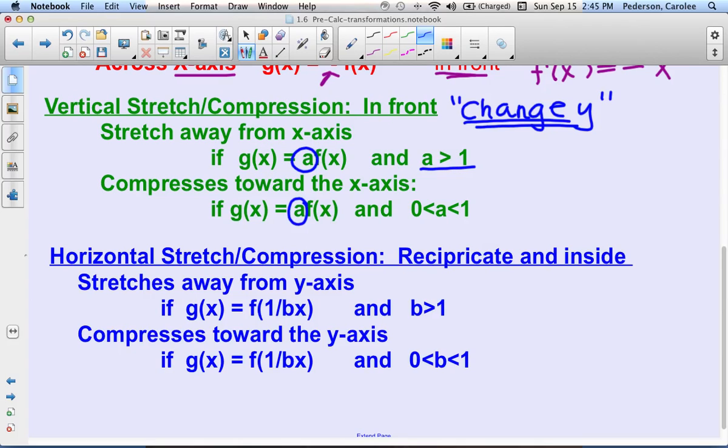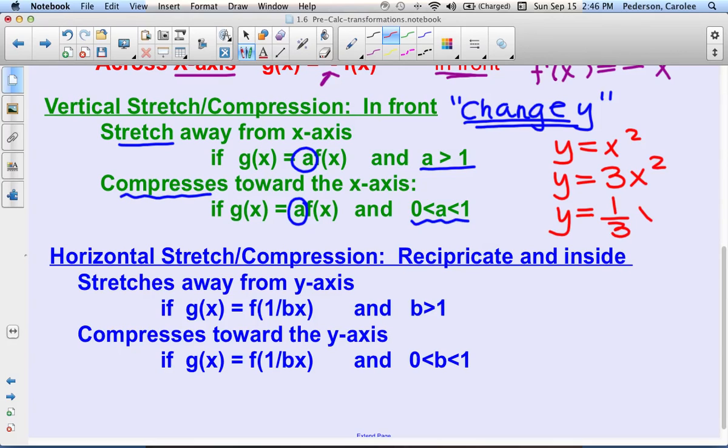If my a is greater than 1, it's going to be a stretch away from the x-axis. If it is a fraction, it's going to be a compression towards the x-axis. So an example, let's say, is like this. We have a parent function of x squared. If we have a stretch away, it would be something like this, 3x squared. If we have a compression, it would be like this, 1/3 x squared. And you're changing your y values.